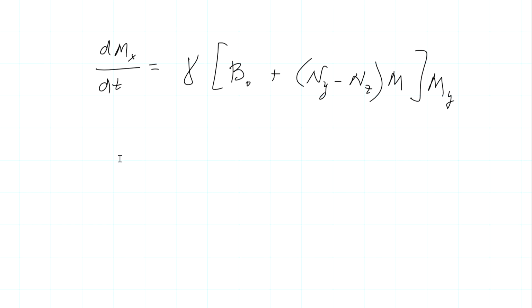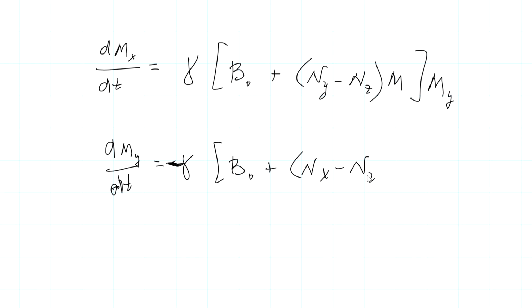And the same can be written for y, dMy. Actually, I will write it down. You will be able to scroll past it if you're not interested in the process of me writing this. Gamma, that would be a negative sign here. Negative gamma, B naught plus Nx minus Nz, magnetization, total magnetization value, Mx.